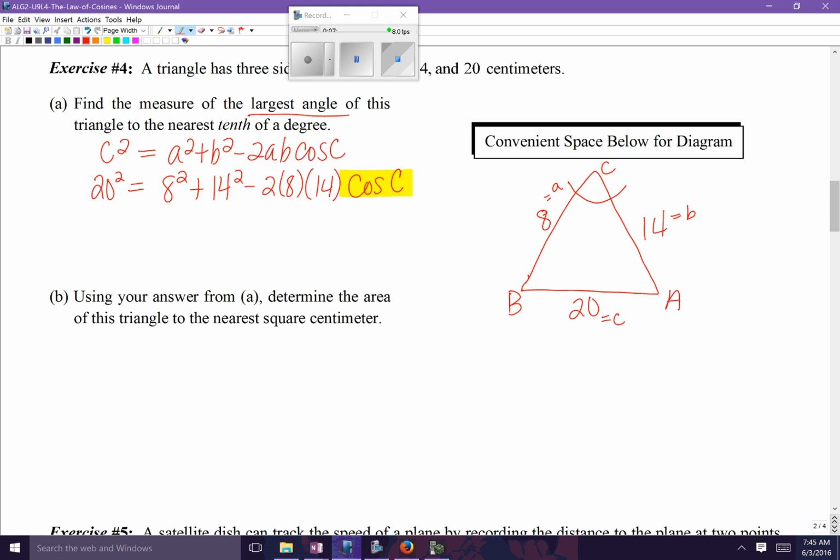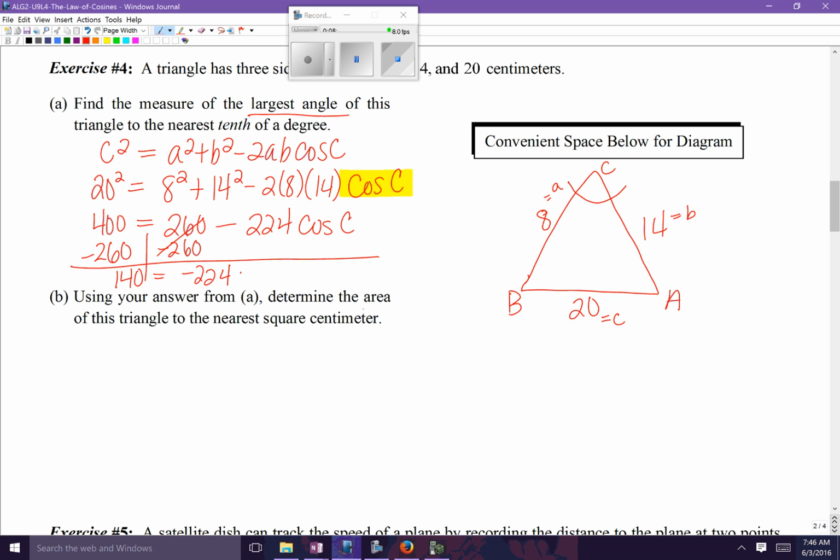Okay, so 20 squared is 400, and I'm going to take care of the 8 squared plus 14 squared again in one step. I'm going to take care of the 2 times 8 times 14 in one step. I'm going to bring the 260 to the other side. So I would get 140 minus 260, 140 down here. You're going to divide both sides by negative 224.